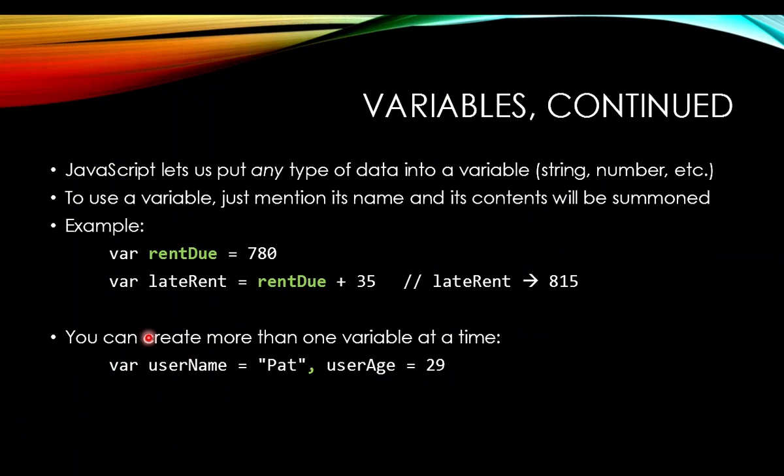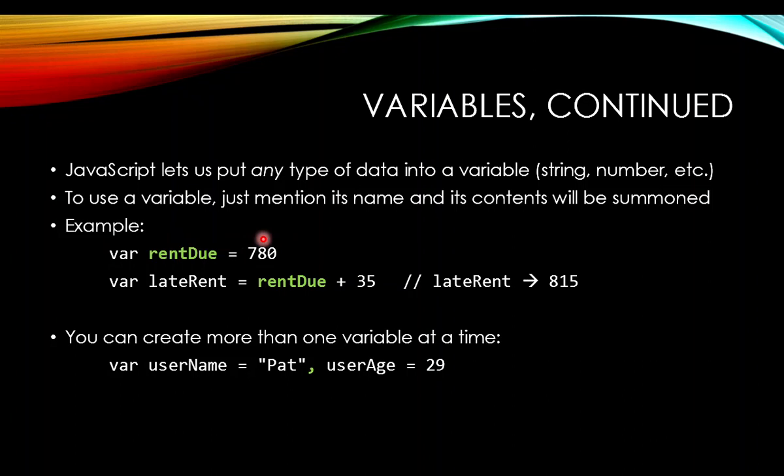All right, so here's another example. You can put any kind of data that you want. You can put text in, you can put numbers in, you just store whatever you want and throw it in the variable, and that's great. And as I mentioned before, you just mention its name and it's going to automatically summon the contents, right? Like money, I say money, I get my $5. So here's an example where I say var rent due equal 780. How do you read that? Create a variable called rent due, assign it the value 780.